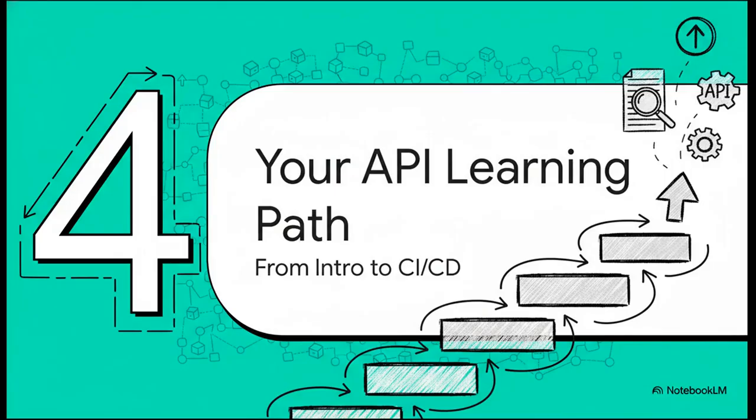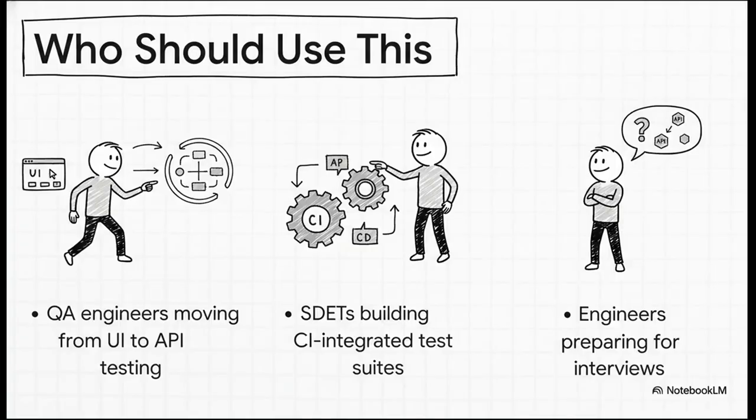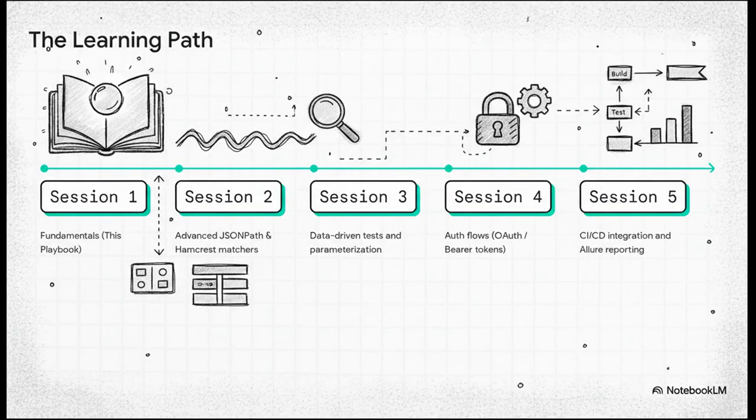Now, you should know this playbook isn't just some one-and-done tool. You should really think of it as the very first step on a structured learning path for anyone who's serious about API quality. So who is this really for? Well, it's perfect for QA engineers who are making that jump from UI testing into the world of APIs. It's for SDETs who are building out test suites that need to be integrated with CI/CD. And honestly, it's a fantastic resource for any engineer who's prepping for interviews and needs to show off some solid API automation skills. And as you can see from this timeline, the playbook is really just the starting line.